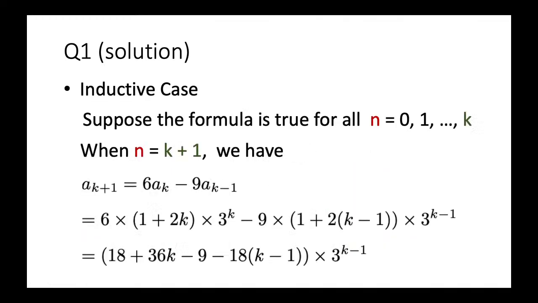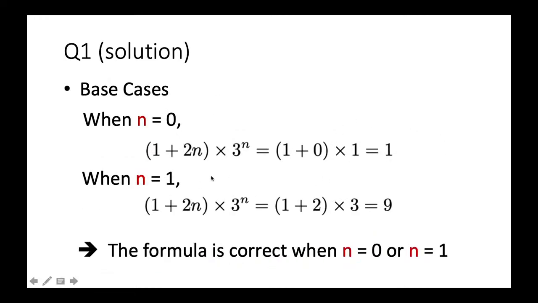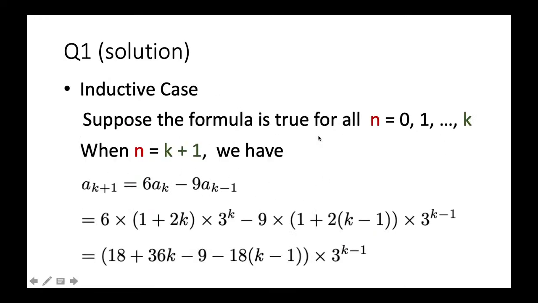Notice that here we need two base cases, and we also need to use strong induction, because we need not just a_k to be correct when we show a_(k+1) is also okay. We need both a_k and a_(k-1). So these are two minor things that we need to be careful about.